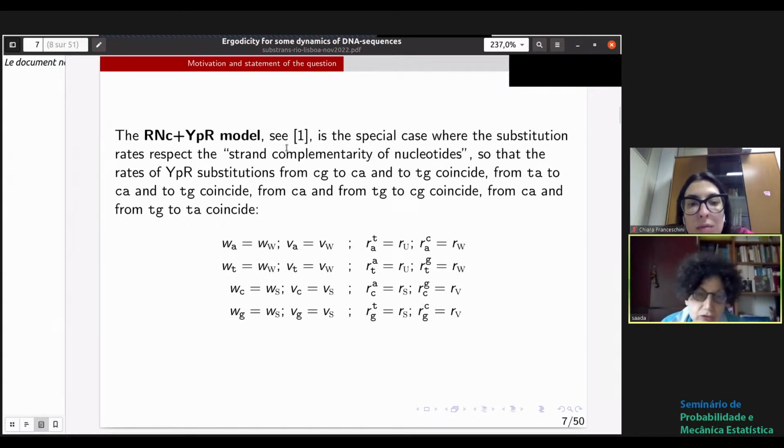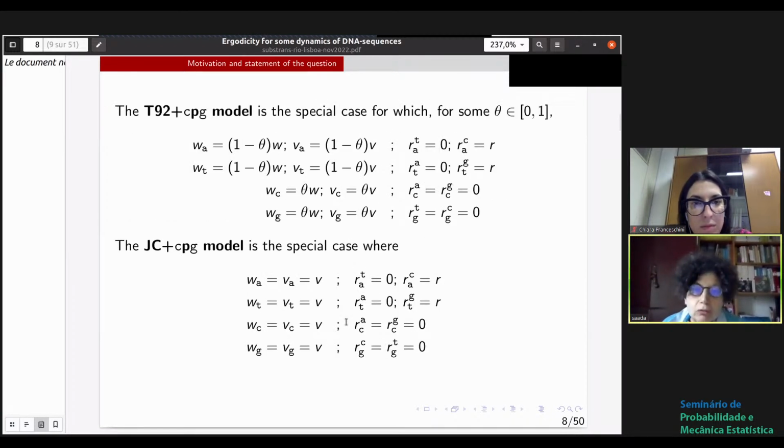So then it's also something in the middle, not really a biological model, but then you have some rates which are equal. For instance, WA is equal to WT and so on. Then we go to more classical models like the T92 plus CPG. So then you also have equal values. And here in the R, you see that there are only two values that are different from 0, equal to R, and then 0 everywhere. And the GC plus CPG I spoke about at the beginning, here we have only one value, and here 0, 0, and two values with R.